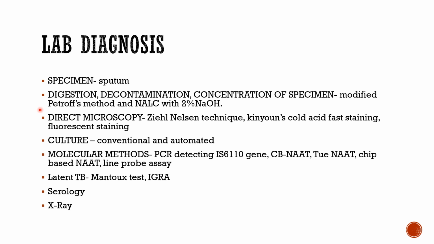Now, culture is divided into two forms. One is the conventional and the other is the automated. Under conventional, we have Lowenstein-Jensen medium.